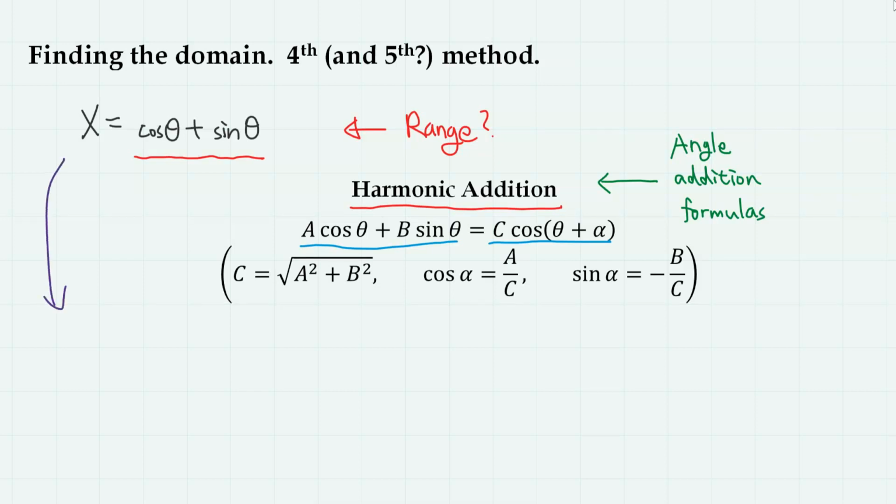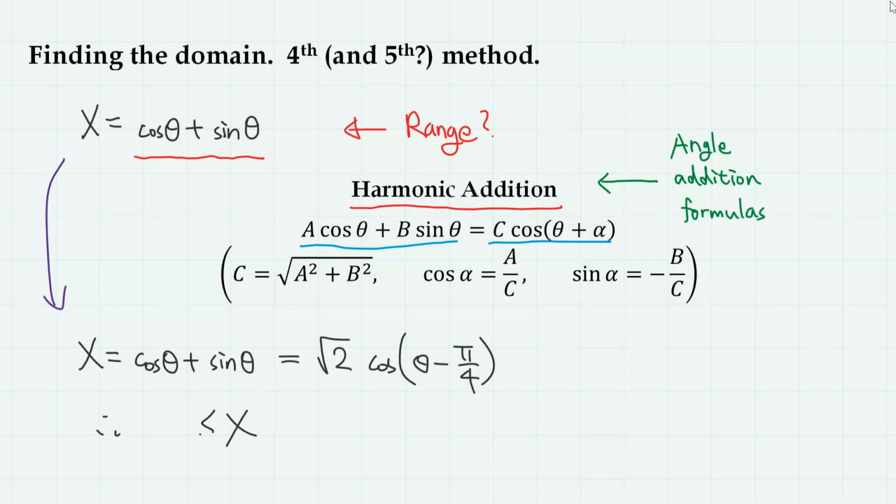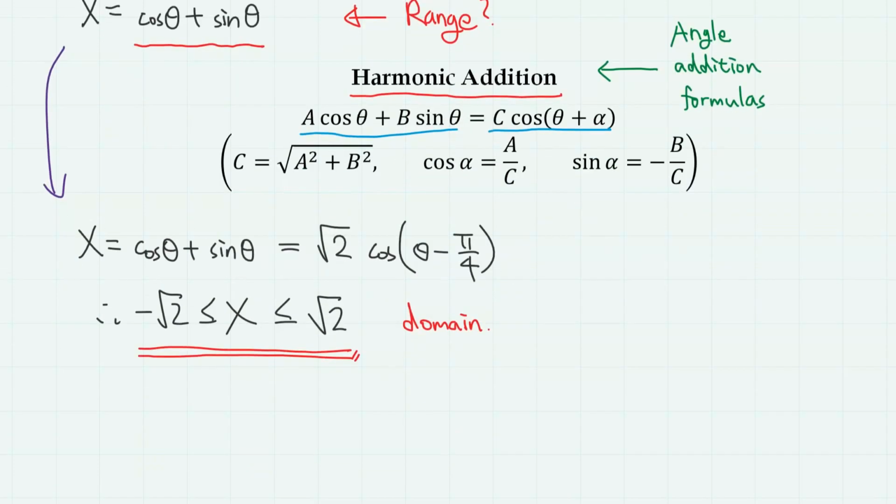For our case, cosine theta plus sine theta can be written as square root of 2 times cosine(theta minus pi over 4). Again, this is a very simple process if you have already learned the angle addition formula in trigonometry. And this simply gives the range of x as greater than or equal to minus square root of 2 and less than or equal to square root of 2. And this is our domain.